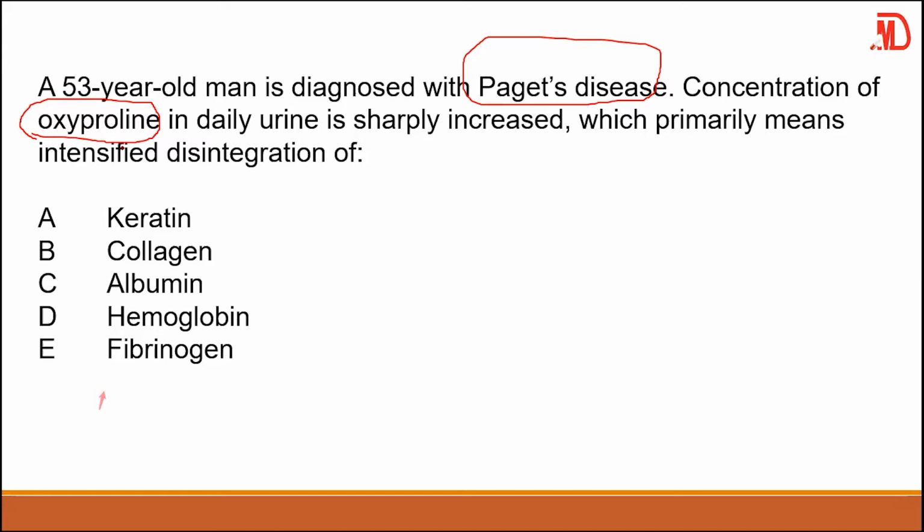And of course, in some questions, you might not see oxyproline. You might see glycine. Please, it's the same thing. Glycine or lysine. All of these, you can see them in the urine. So take note. So here, your answer is collagen.